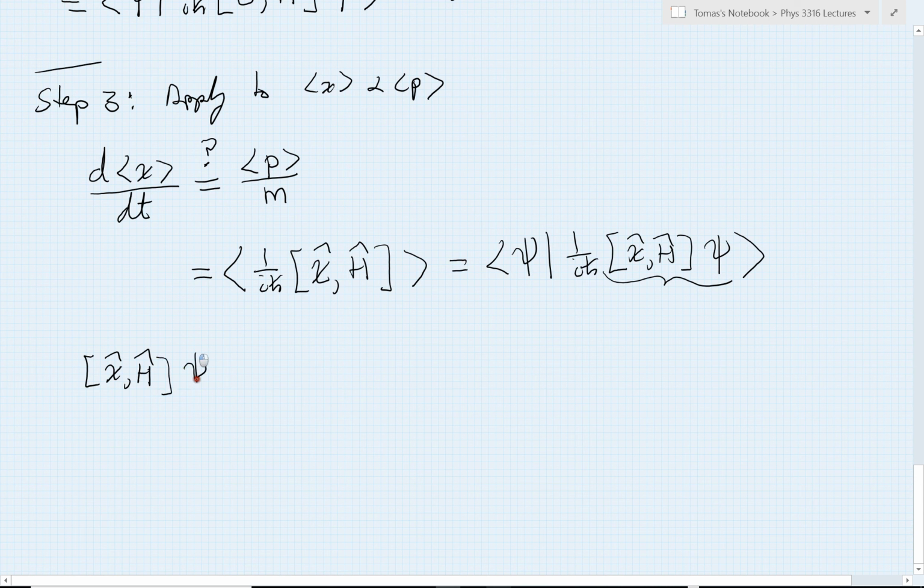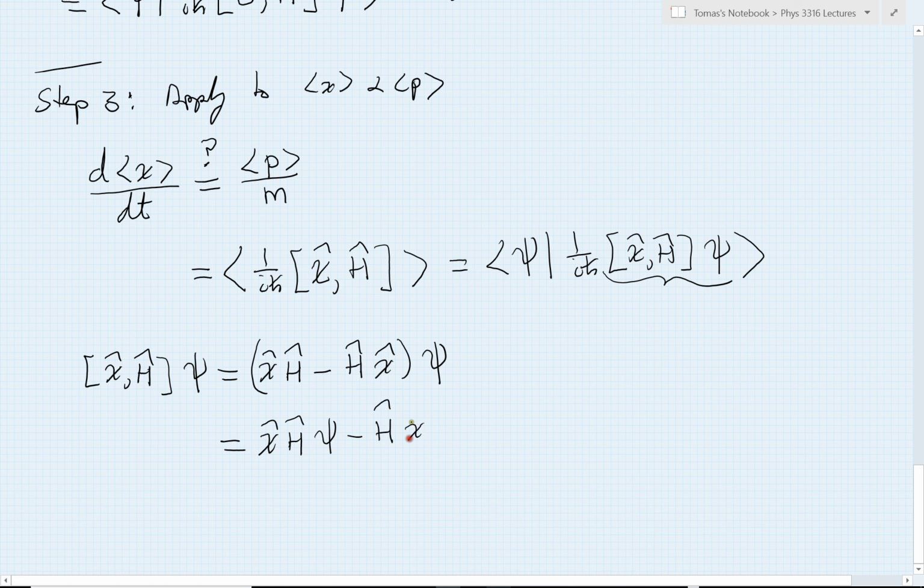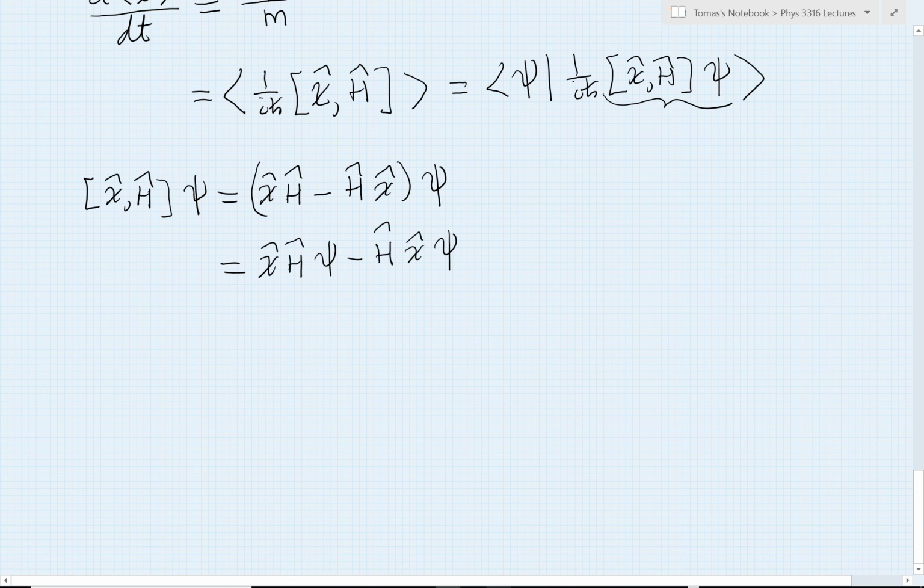So what is that? That is defined to be where I do the operators in the order that they're written, and I subtract off when I do the operators in the other order, like so. Now, I can be even more explicit since it's the first time we're computing a commutator. And by the way, this is the way you compute commutators. These are just well-defined mathematical operations, and our job is to see if there's some kind of shortcut or simplification. So let's take a look here.